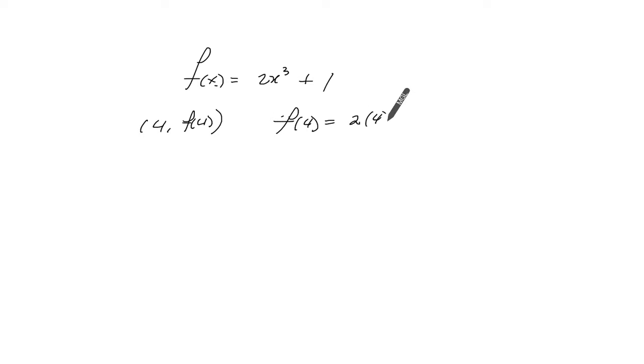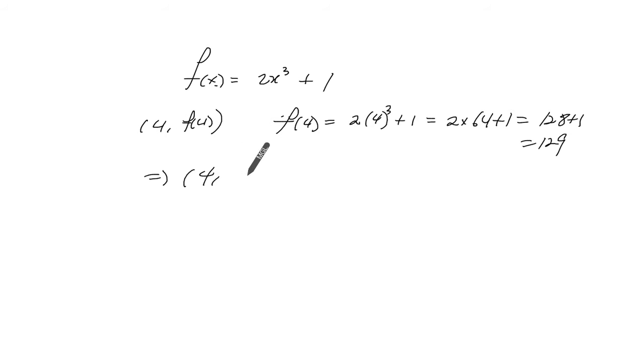2(4)^3 + 1. So that's 2 times 4 times 4, which is 16, times 4 is 64, plus 1. So that's 128 plus 1, so that's 129. So it's going to be (4, 129).